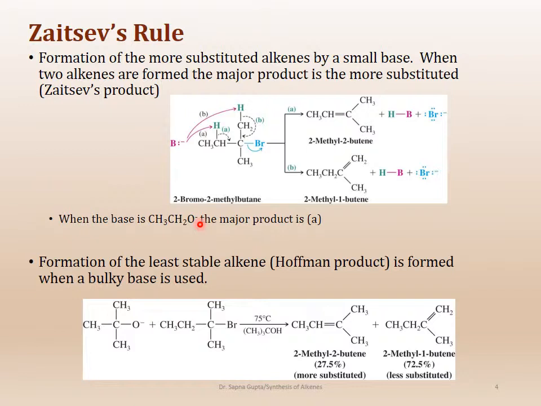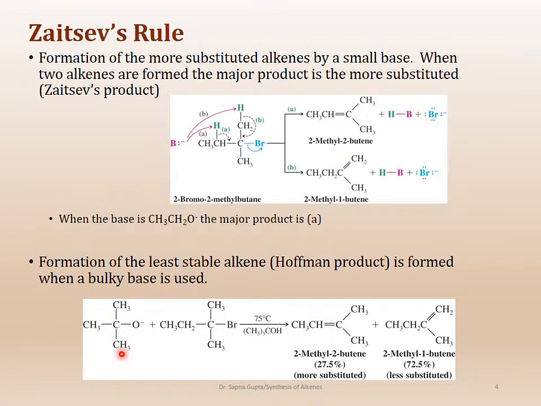But what if you don't want the Zaitsev product? What if you really want the Hofmann product? You don't want the more substituted alkene. You want the less substituted alkene or the terminal alkene. All right, so then what do you do? In those kinds of cases, what you have to do is use a bulky base.